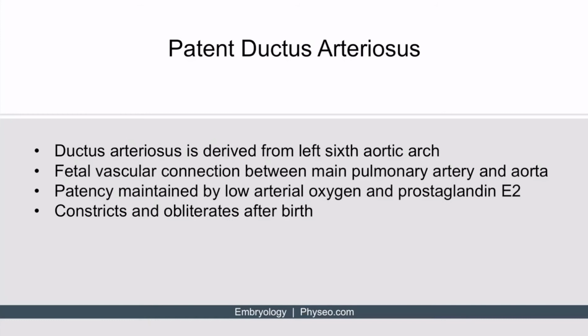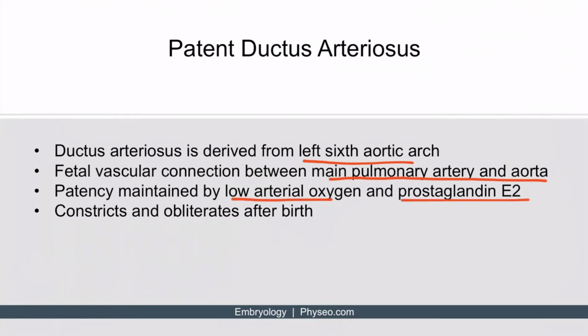We covered many of the details of a PDA in the fetal and neonatal circulation videos, so I'm not going to go through all of that again. But as a brief review, recall that the ductus arteriosus is a fetal structure that's derived from the left sixth aortic arch and is a fetal vascular connection between the main pulmonary artery and aorta. In utero, patency is maintained by low arterial oxygen and prostaglandin E2 secreted by the placenta.